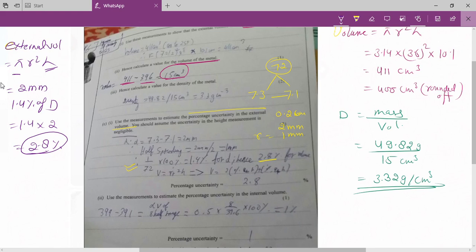Oh, okay. So first, what we need to do is find the diameter spread. We subtract the smallest measurement, 7.1, from the largest measurement, 7.3, to find the spread, which is 2 millimeter, right? After we find 2 millimeter, we divide that by 2 to find 1 millimeter, which is the half spread, so that is the radius, you can also say. Once that's done, we do 1 over 72, right? Yes.